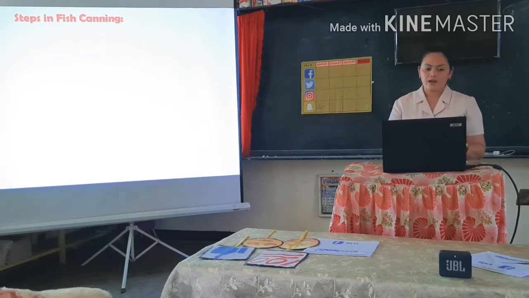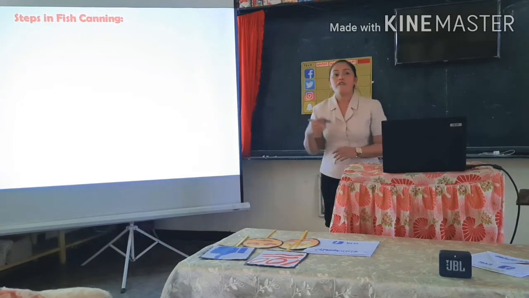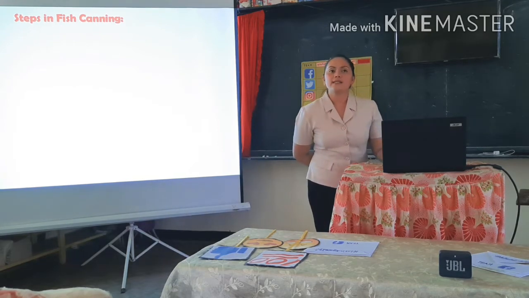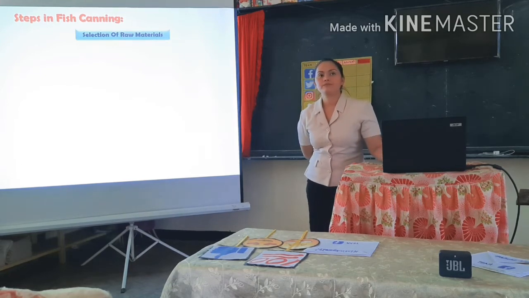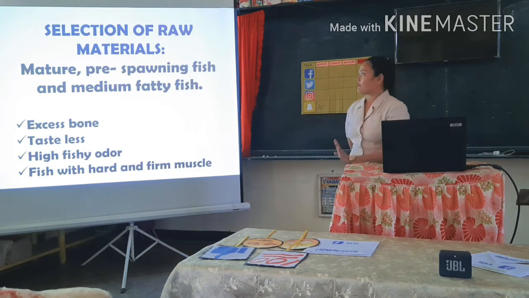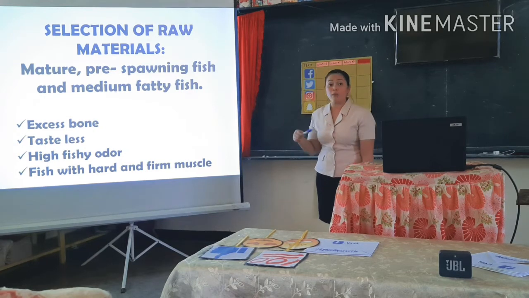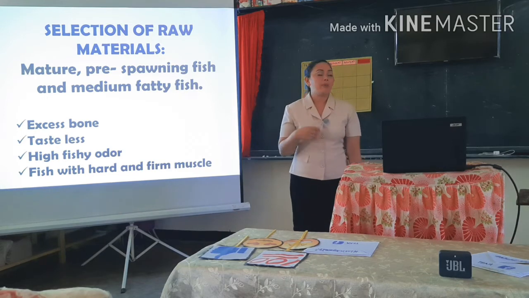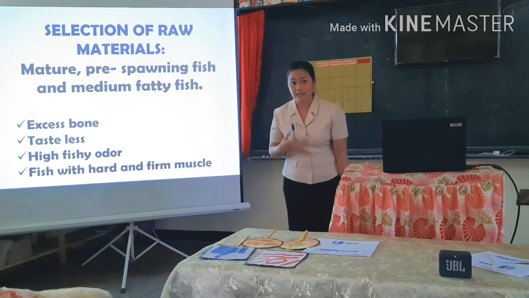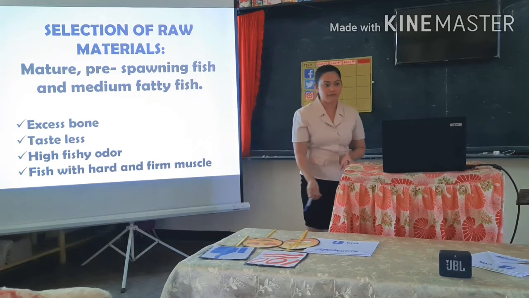Steps in fish canning. So class, these are the steps of fish canning. First, number 1, selection of raw materials. Selection of raw materials: mature, pre-spawning fish, and medium fatty fish. So kailangan daw mature. We need to have a mature fish. Then, pre-spawning fish. Meaning, yung mga hindi pa nangingitlog. Kung sa tao pa, nagdadalaga pa, gano'n. Tapos, medium fatty fish. Hindi payat, hindi mataba. So, medium fatty fish lang.